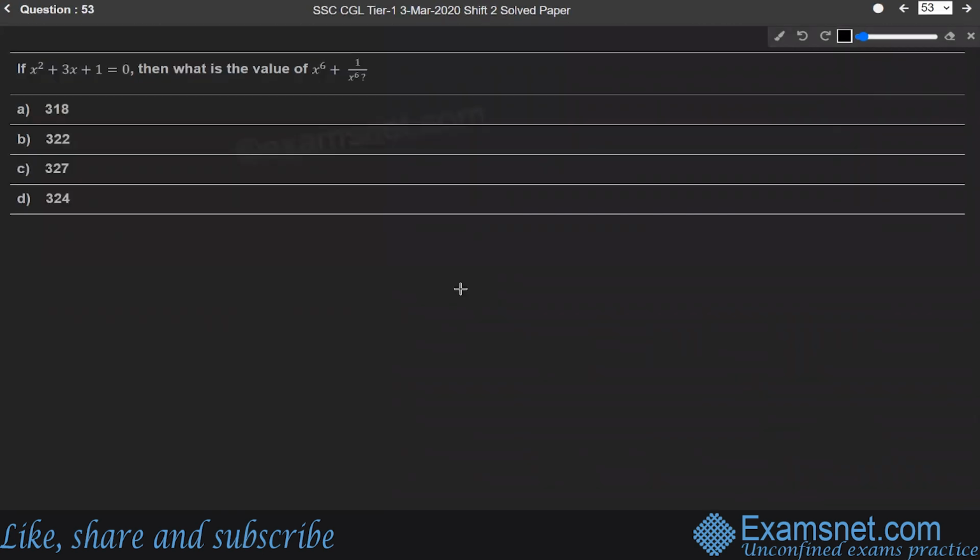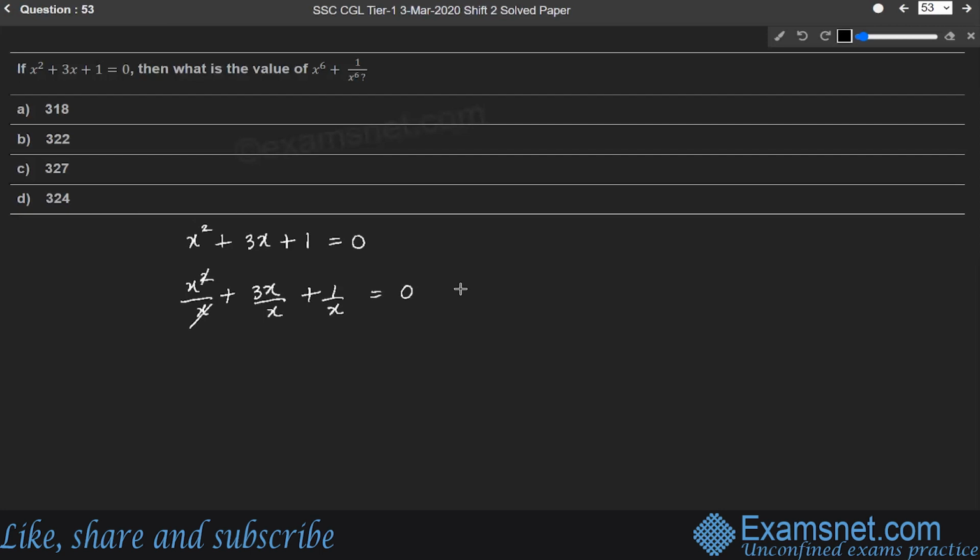Next question is, if x square plus 3x plus 1 is equal to 0, then what is the value of x power 6 plus 1 upon x power 6? Firstly, an equation is given here, which is x square plus 3x plus 1 is equal to 0. Now, let us do one thing. Let us divide this whole equation by x. So, if we divide this whole equation by x, then it will be x square by x plus 3x by x plus 1 by x is equal to 0 by x, which will be 0.